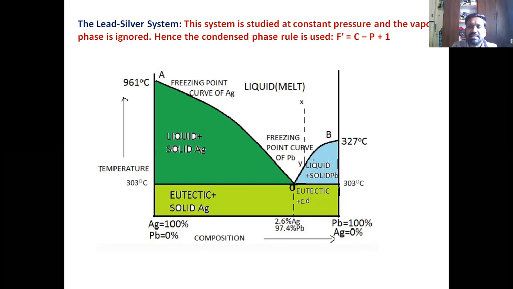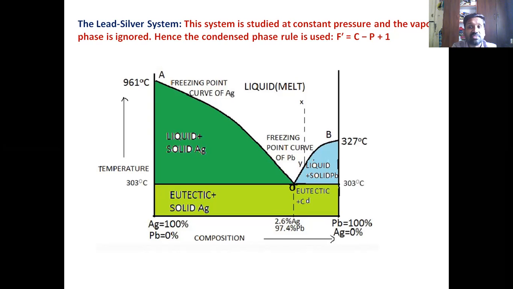Now, any phase diagram has three important features: areas, curves, and points. This is a phase diagram where some color coding is there to help you understand better. Two metals, A and B. One is silver, which has a melting point of 961 degrees Celsius, and the other is pure lead, which has a melting point of 327 degrees Celsius. Now, this phase diagram graph contains two axes. One is temperature, the other is composition.